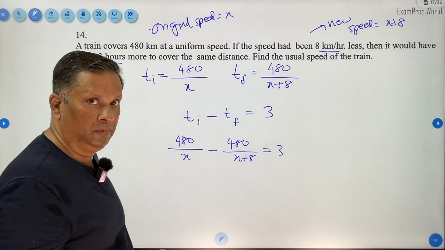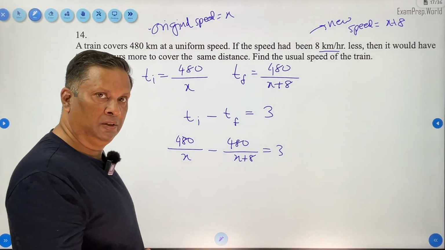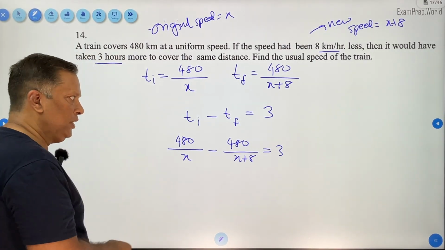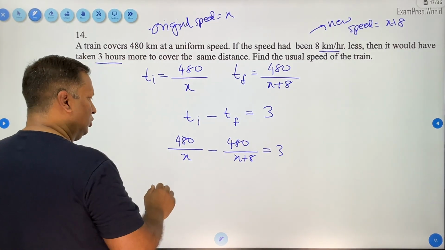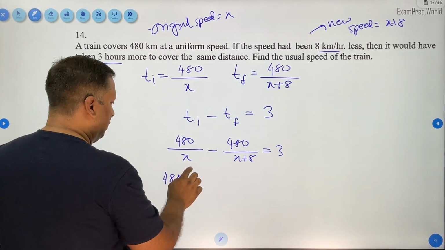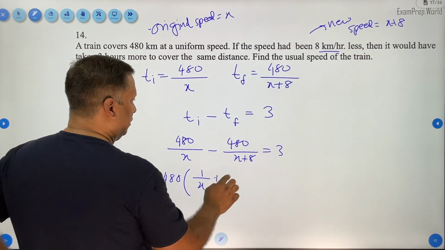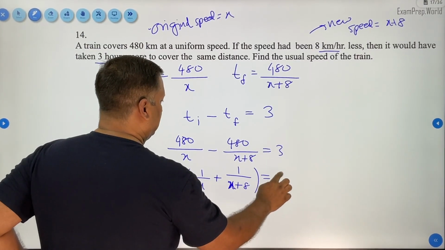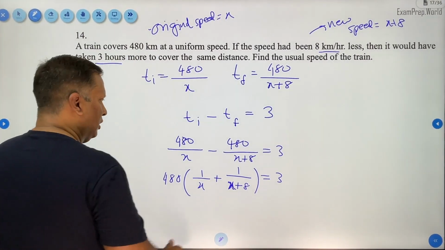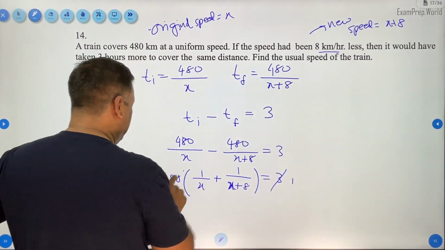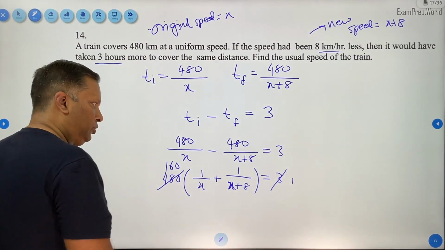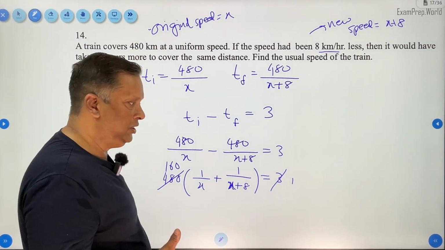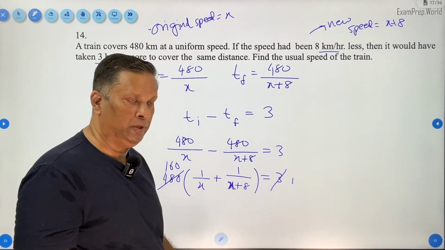Now we are going into algebra. Solve this expression. How do we do it? The simplest way is, because both have 480, take it common outside. So 480 times 1 by x minus 1 by x plus 8 equals 3. Now I will also cancel: 3 one times and 3 160 times. When numbers are small, it's easier to calculate and there is less probability of making a mistake.